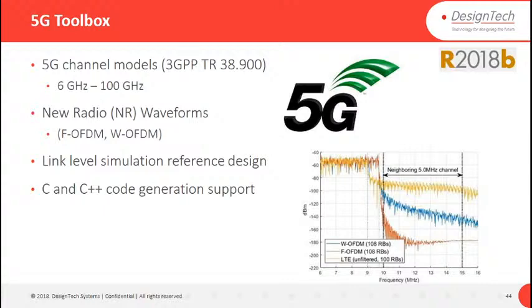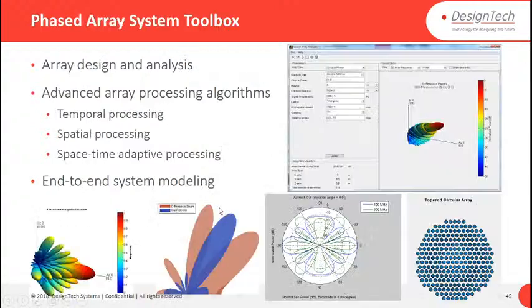5G channels: in the 5G toolbox we have 5G channels available. The frequency range it works in is between 6 gigahertz to 100 gigahertz right now. New radio, that is OFDM and W-OFDM signals, you can also generate, that modulation you can do. Further, you can generate C++ code from that to deploy in hardware as well.